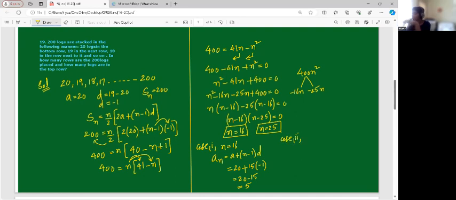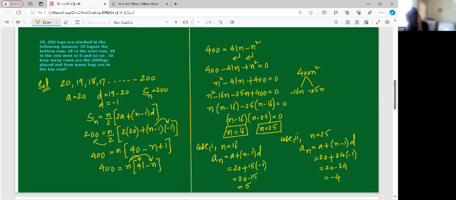If you take n is equal to 25, again you substitute in this formula, an is equal to a plus n minus 1 into d. Already a value is, we know, 20, plus 25 minus 1 is 24, into d value is minus 1. This is 20 minus 24. 20 minus 24 is what? Minus 4. Minus 4 logs, how is that possible?